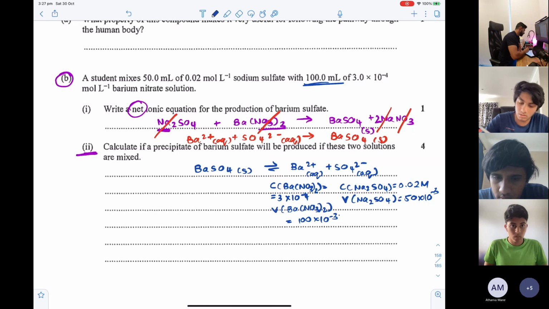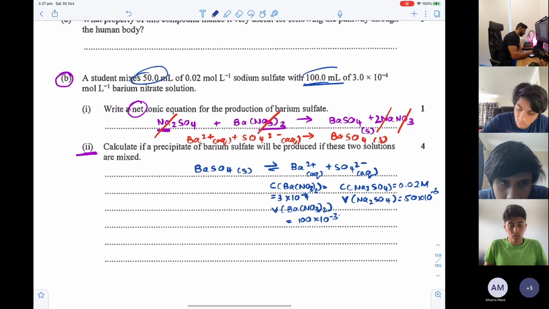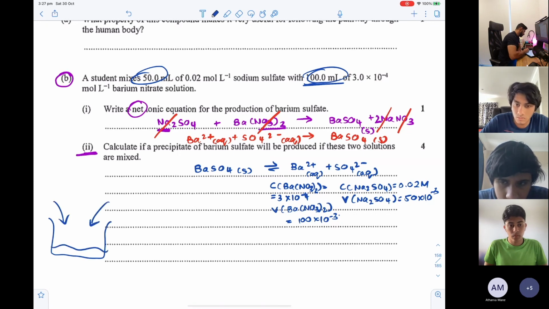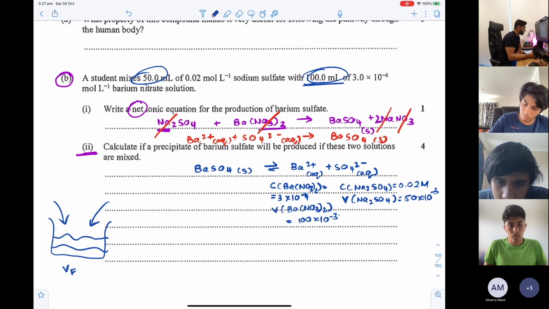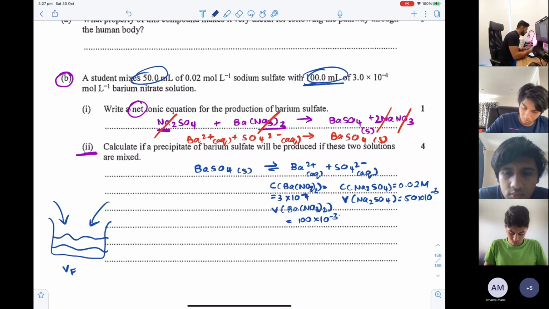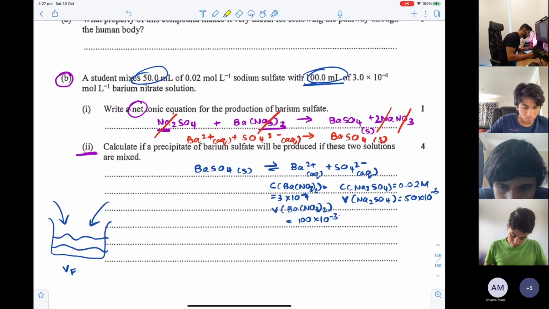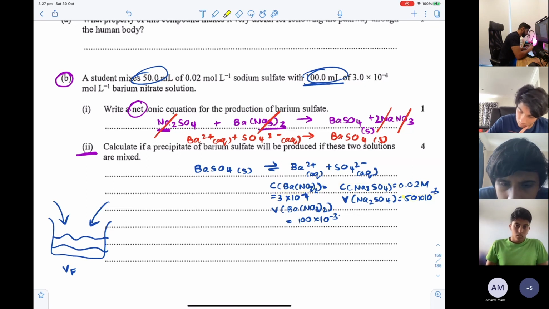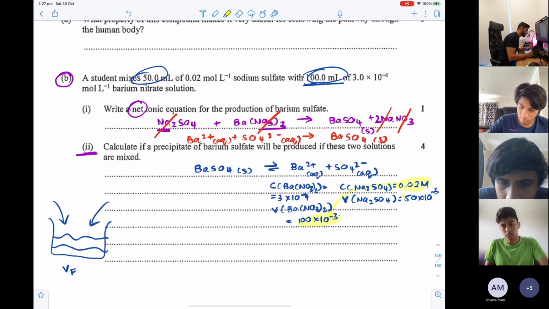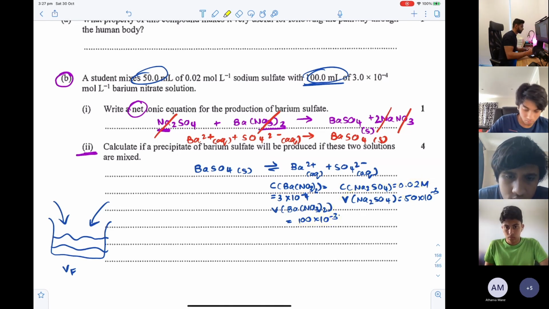Very good, right? And this is my tip to you. When you see two different volumes being added, there's no harm in drawing a little beaker and drawing both volumes being added to one another. And that will show you that there is a final volume of solution, right? So what this tells you is what's actually happened is we've diluted the concentrations. Does everyone agree? The 50 ml of sodium sulfate has diluted the concentration of barium nitrate. The 100 ml of barium nitrate has diluted the 0.02 moles per liter of sodium sulfate. So they both now have new diluted concentrations. Does everyone agree? In this new final volume.